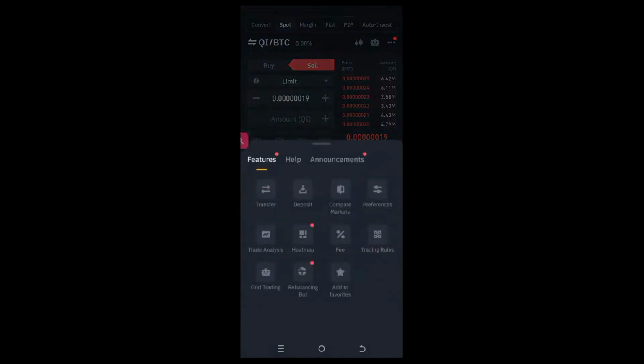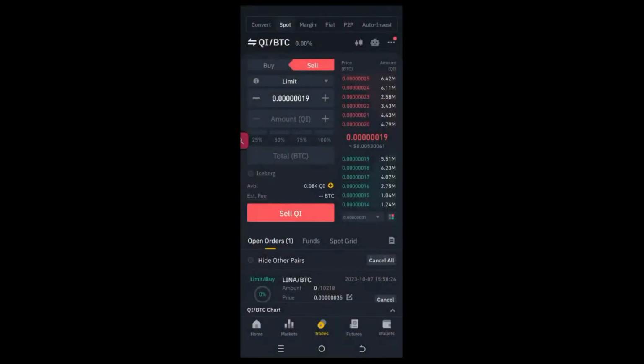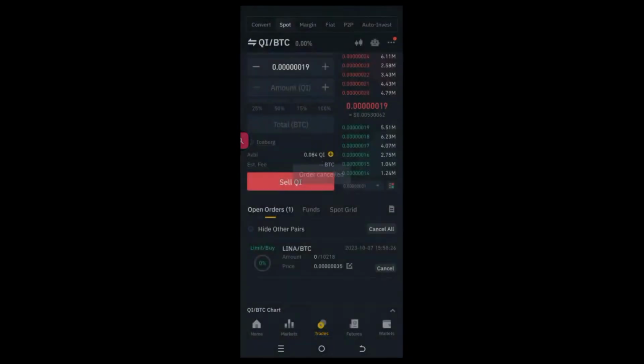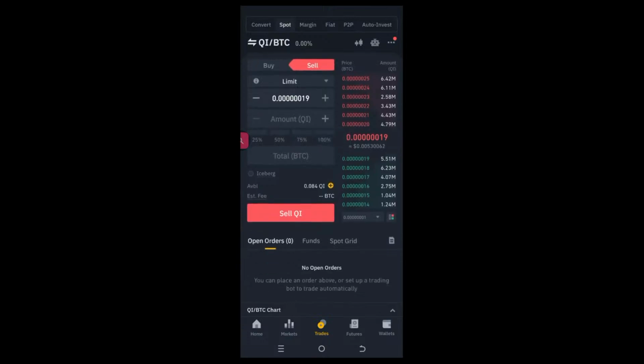So let's quickly do a simulation and see what we will get. This is QI BTC. So what will I have left? Let's just cancel it and see what it will give us. If it's not going to be favorable, we'll just go back to Lena BTC. Okay, so we'll do a quick simulation and see what we can get here. Let's buy and see how much we can get. So this is what we have, 357637. So this is the amount we're going to get.